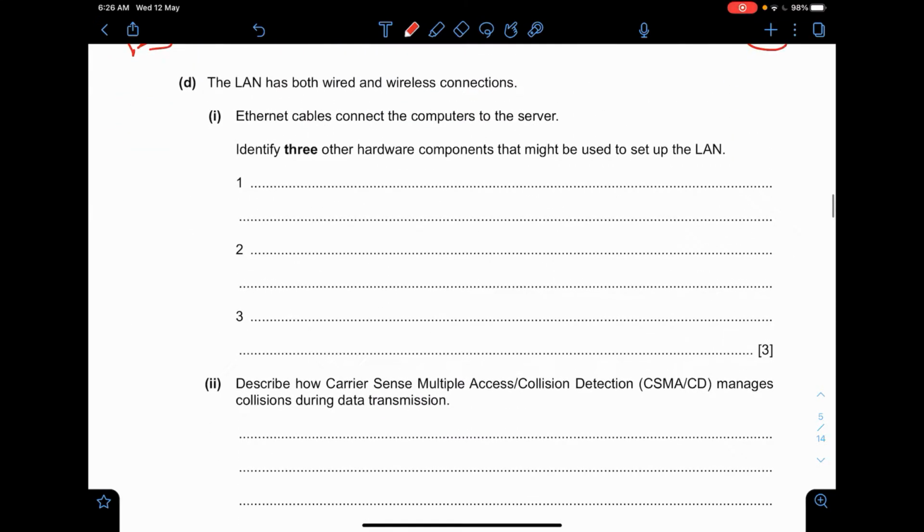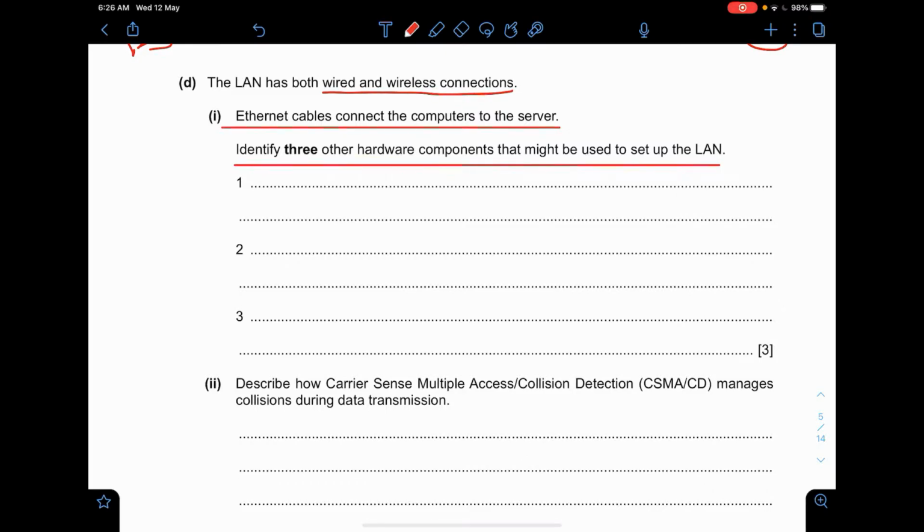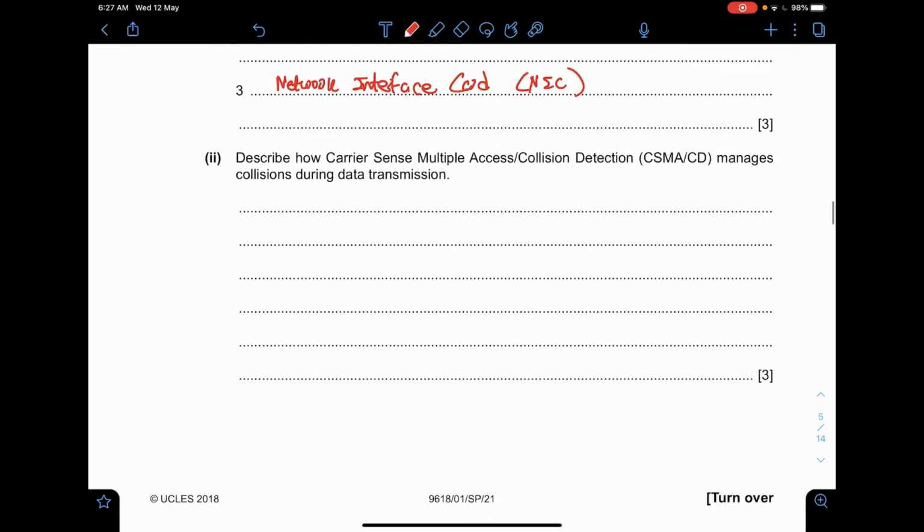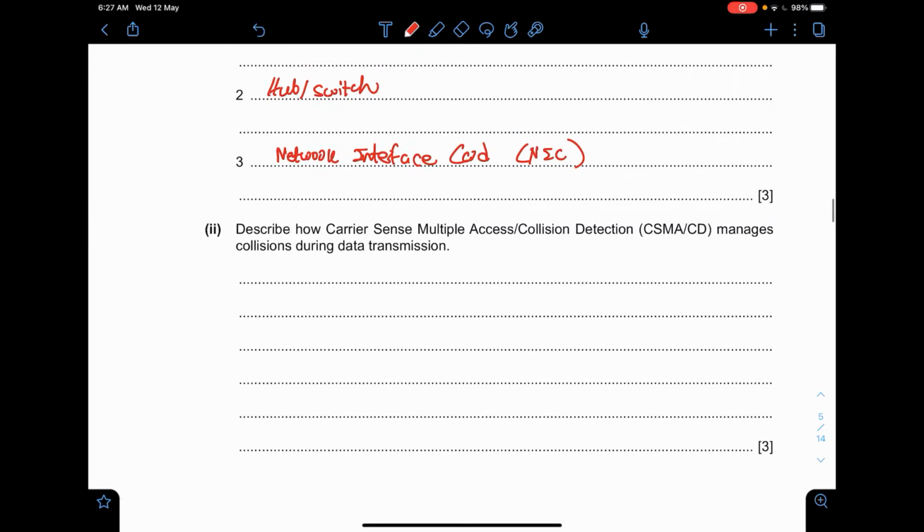And now we have the LAN. We're going to read part D. The LAN has both wired and wireless connections. Ethernet cables connect the computers to the server. Identify 3 other hardware components that might be used to set up a LAN. This is basic general knowledge. You can have a router, a hub or switch, and a network interface card, also known as a NIC.